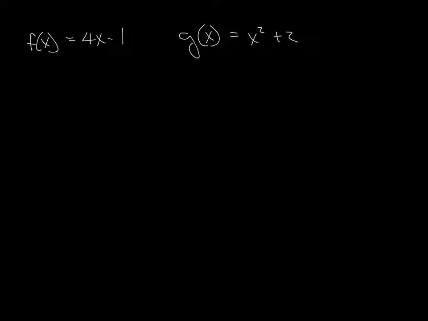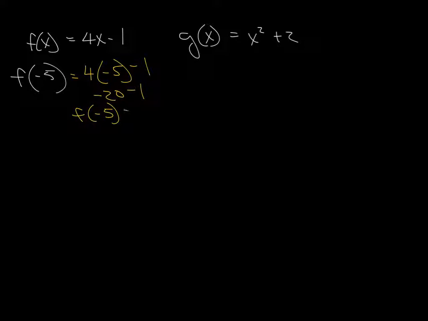So, if I say, what is f of negative 5? Well, what are you going to do with that? Well, since I'm dealing with an f, I'm only going to worry about this equation. This one I don't even look at. So that's going to be 4 times negative 5 minus 1. So negative 20 minus 1. So f of negative 5 equals negative 21.